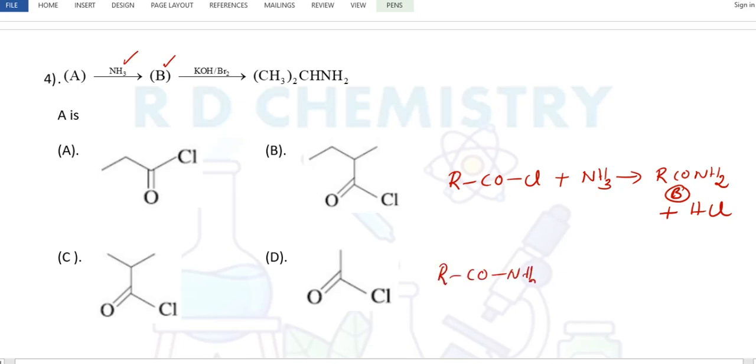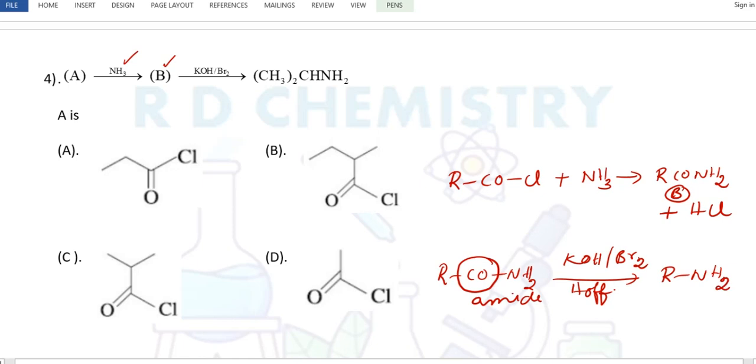The amide RCONH2 is made to react with potassium hydroxide and Br2. Can you recall this reaction? Amide reacts with bromine. Which reaction? Hofmann bromamide reaction. Okay. During this reaction, CO is lost. So we'll get RNH2, with NH2 directly attached to the R group. The CO is lost. Okay. Clear? Now we'll go in the reverse reaction.